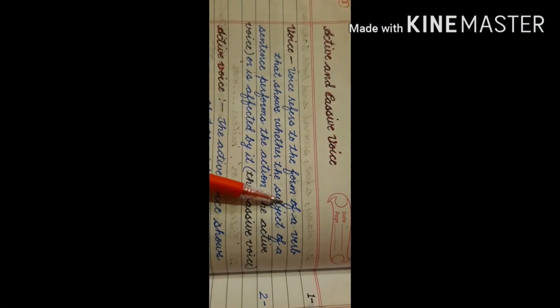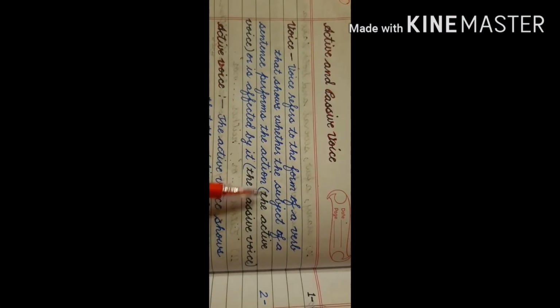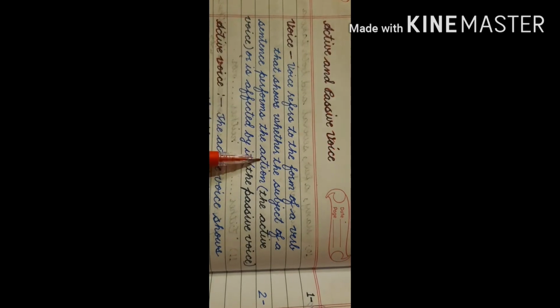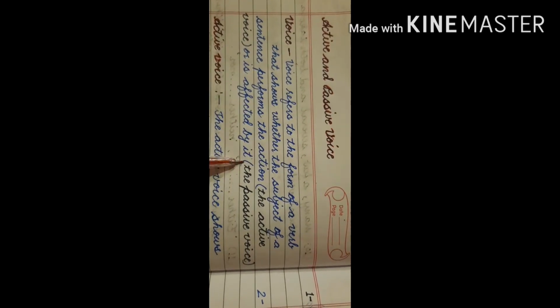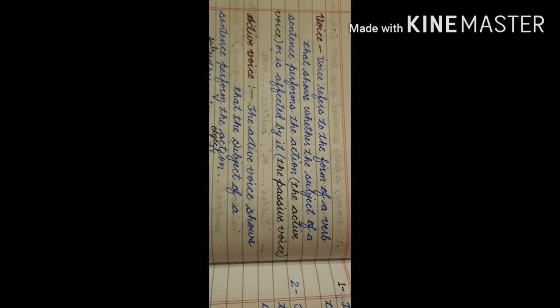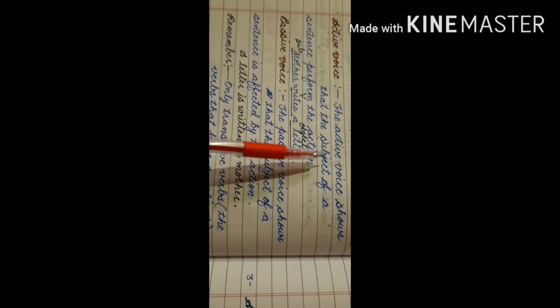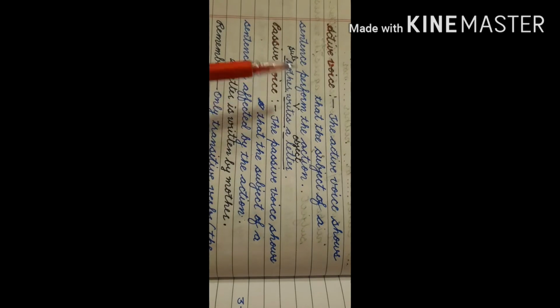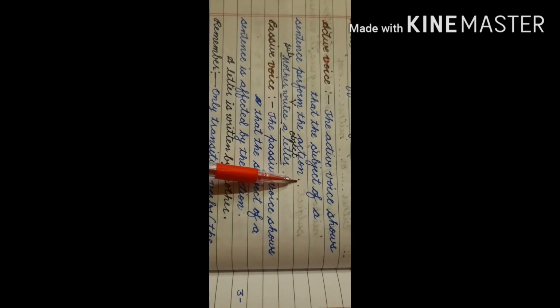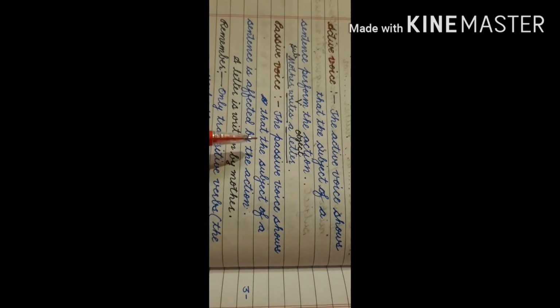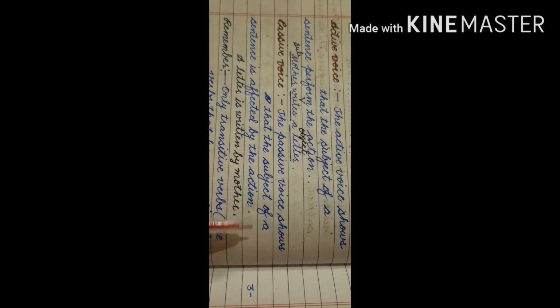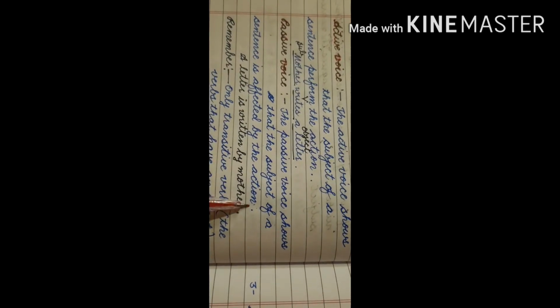Voice refers to the form of a verb that shows whether the subject of a sentence performs the action or is affected by it. We have two types of voices, active voice and passive voice. The active voice shows that the subject of a sentence performs the action, and passive voice shows that the subject of a sentence is affected by the action.